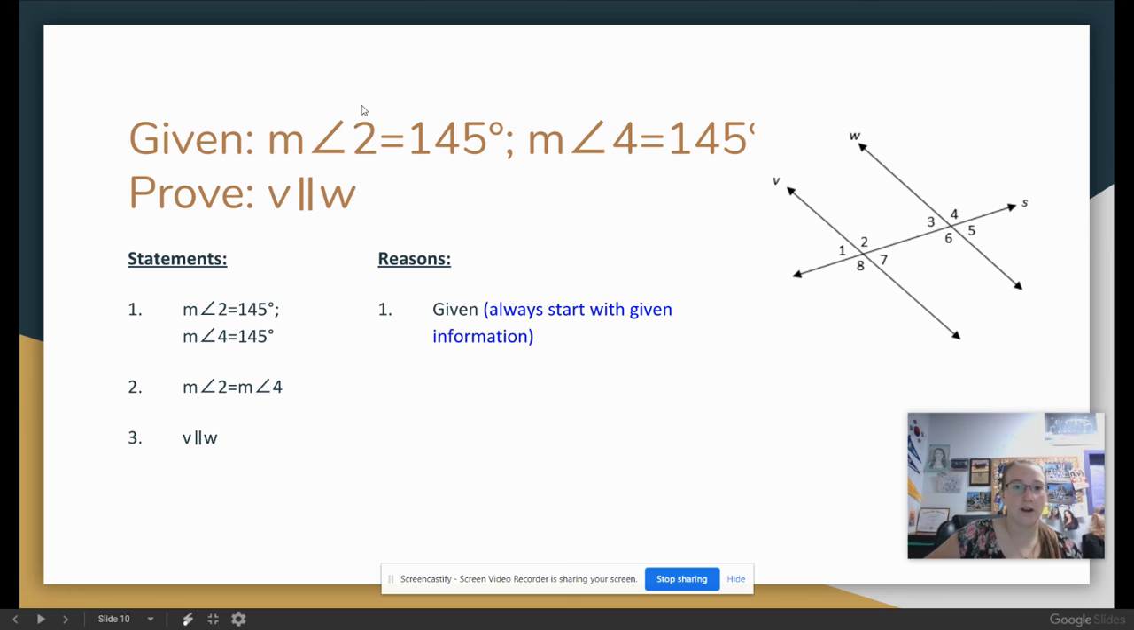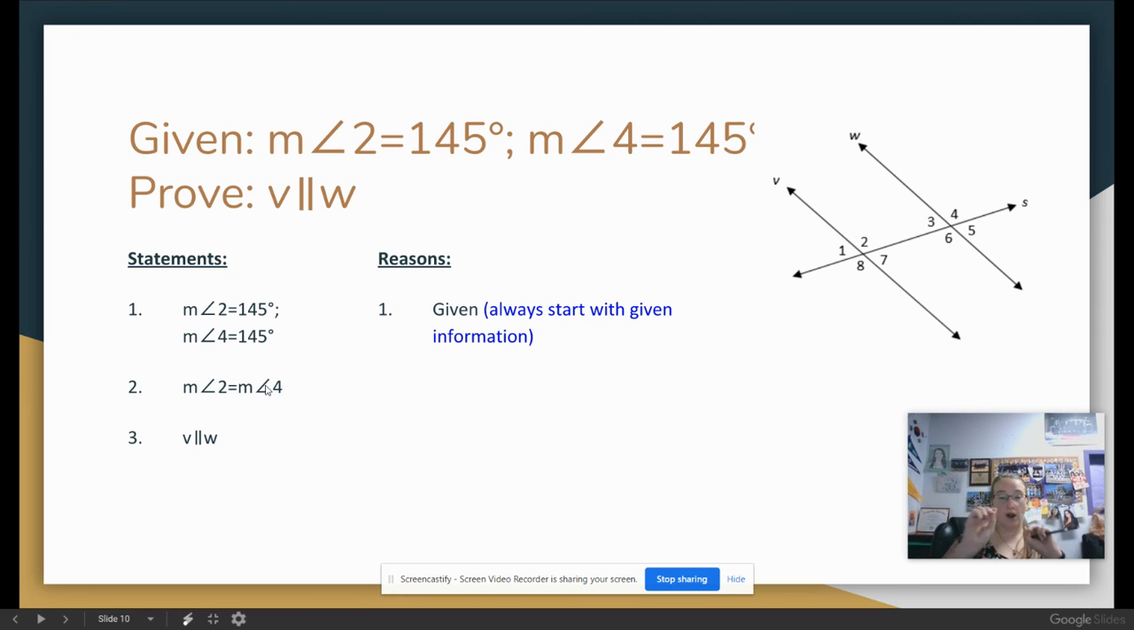Okay, so we are given again some information, and we want to prove V parallel to W. Once again, kind of a hint for the future: if my last statement is parallel lines, our reason will be a converse theorem. So given as always first, let's go ahead and go through this. We are given angle 2 is 145. Here's angle 2. And then angle 4 is also 145. And then we can say that the measure of angle 2 equals the measure of angle 4.